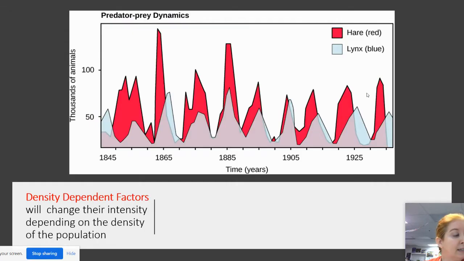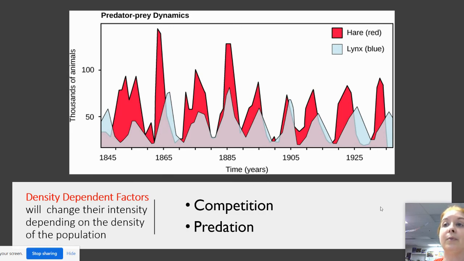All right, density dependent factors, bottom of page 10. These are going to change their intensity depending on the density of the population. So as a population becomes more dense, these things matter more. As a population becomes less dense, they matter less. So things like competition, predation, diseases, and parasitism are all density dependent factors.